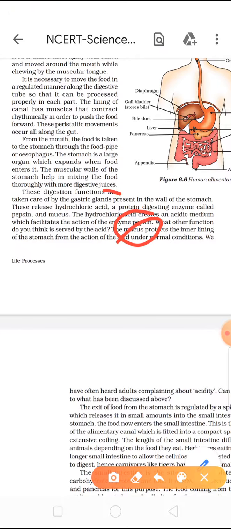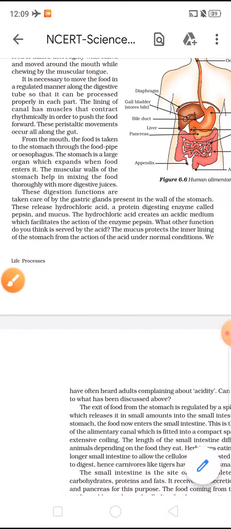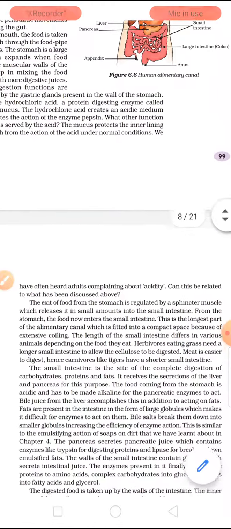Okay, so HCl, what will it do? It will make the medium acidic and it will activate pepsin. These two things. What will mucus do? Mucus will cover the inner lining of the stomach. And the acid will not react with the stomach wall. Understood? Let's move further.